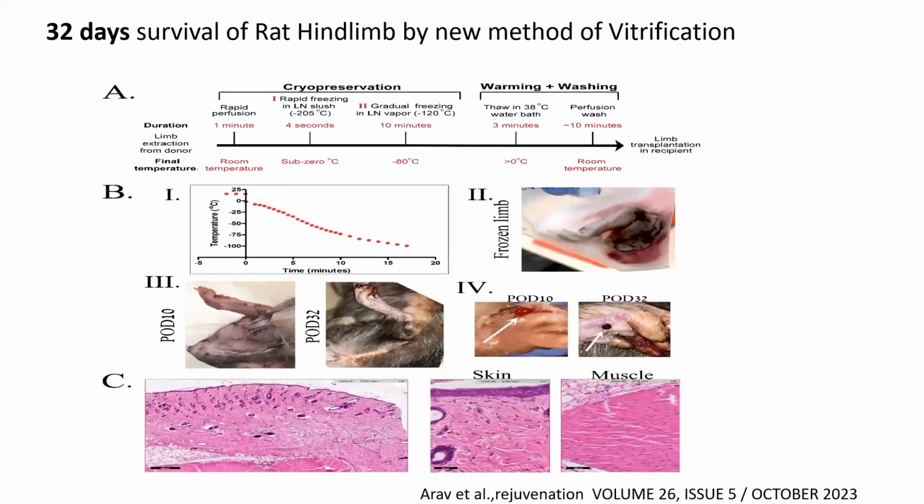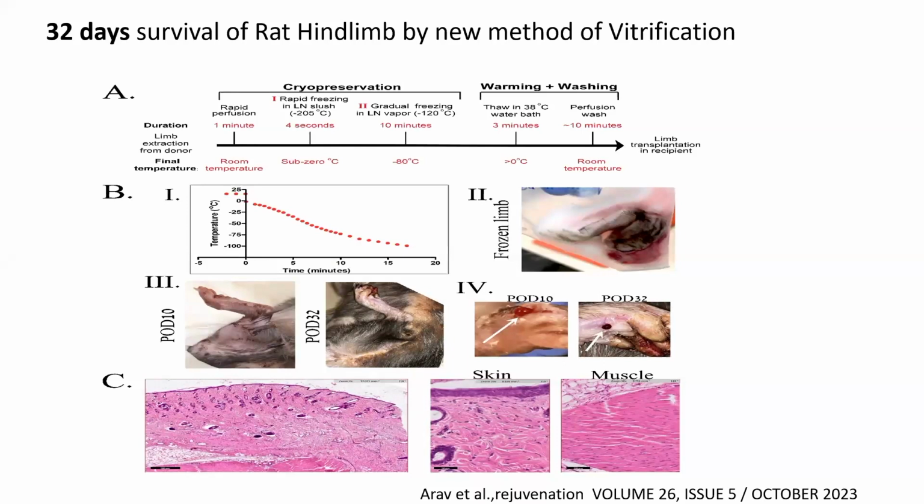And this is what we did, and this is our protocol. So very rapid perfusion through the blood vessels, and then rapid freezing, rapid cooling in liquid nitrogen slush, only for 4 seconds, no more. So you reach about minus 80 degrees centigrade, and then gradual cooling to minus 120, where you do the storage. And then after storage, warming in a water bath, 38 degrees, again do a perfusion for 10 minutes, and then transplant the limb back to the animal.